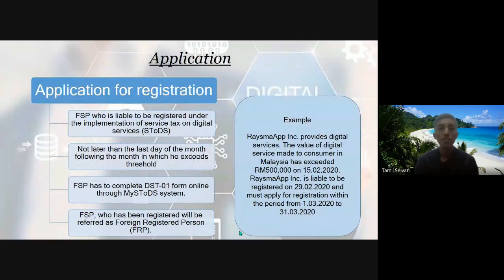In order to apply for the registration, the foreign service provider has to satisfy these conditions. The foreign service provider is liable to register under the implementation of service tax on digital services not later than the last day of the month following the month in which they exceed the threshold. Let's see the example here. Resma App Incorporated provided digital services, and the value of digital service made to consumers in Malaysia has exceeded 500,000 ringgit on 15th of February. So Resma App Incorporated is liable to register on 29th of February and must apply for registration between the period of 1st March to 31st March of 2020.